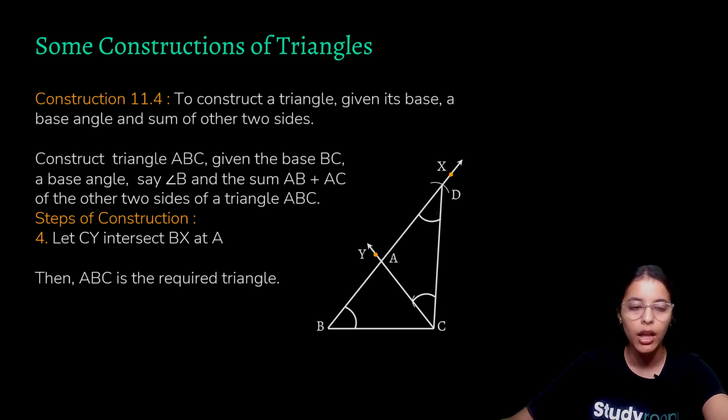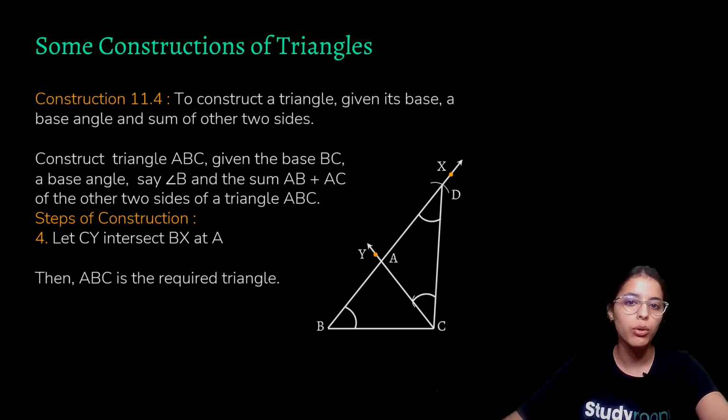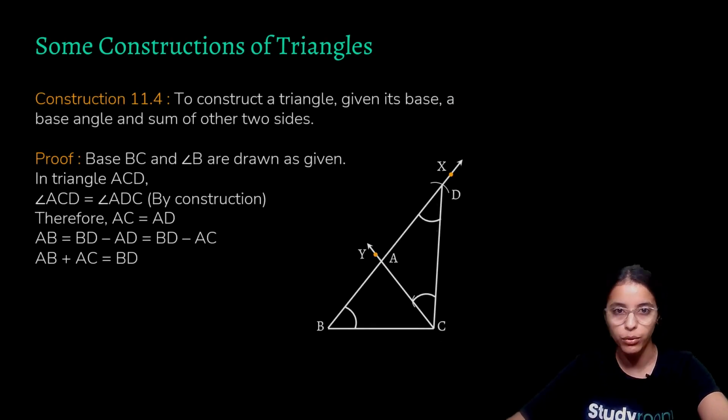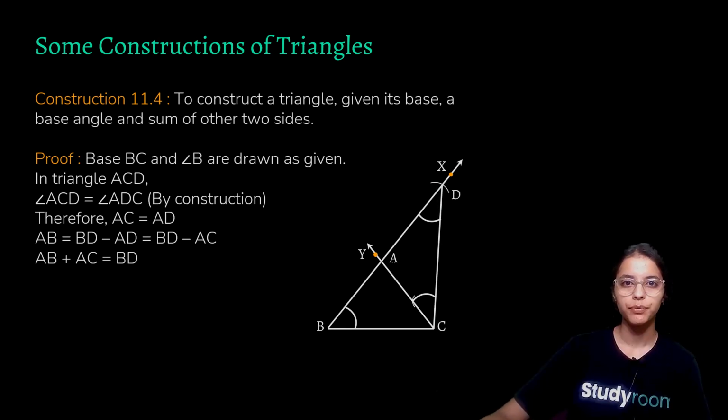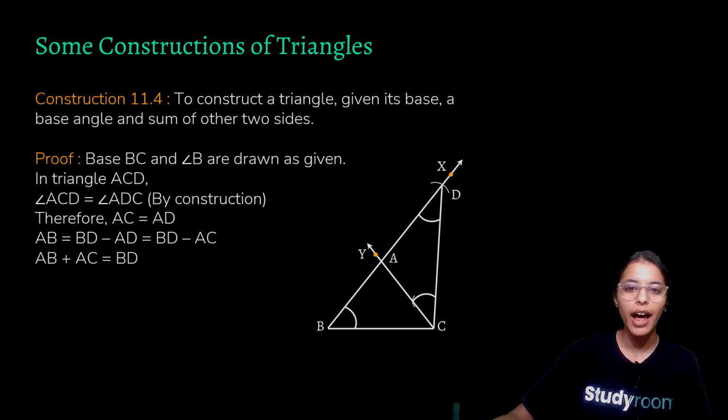Hence we have got a triangle ABC. Now that we have learned how to construct it, let us see its proof. To prove that our method of constructing a triangle is right, let us see it in this diagram. This diagram is the same one that we have constructed in the previous slides.